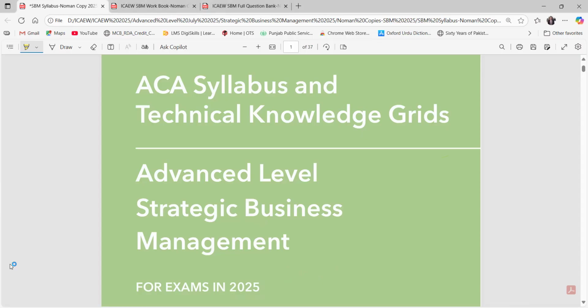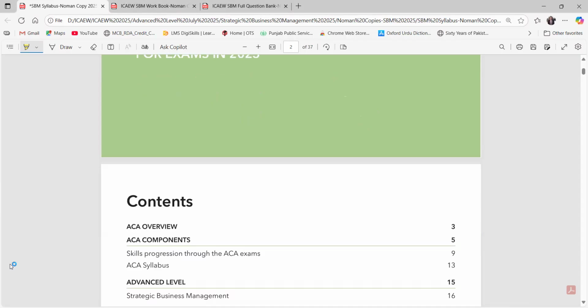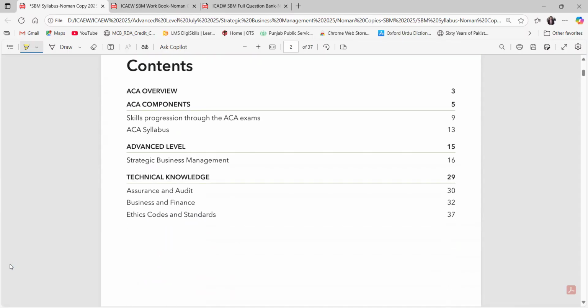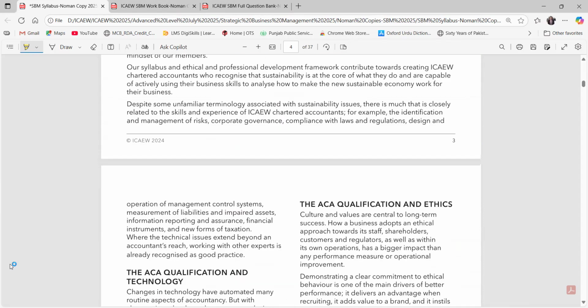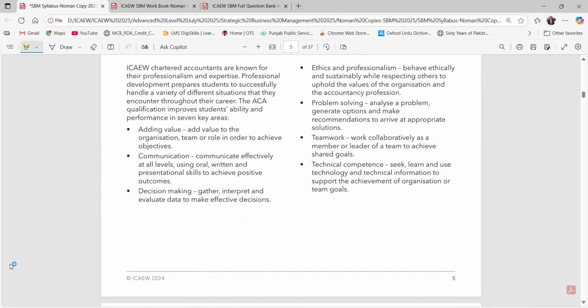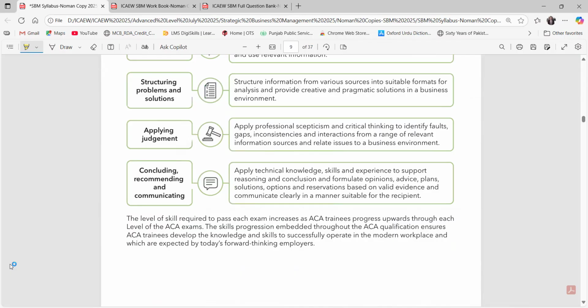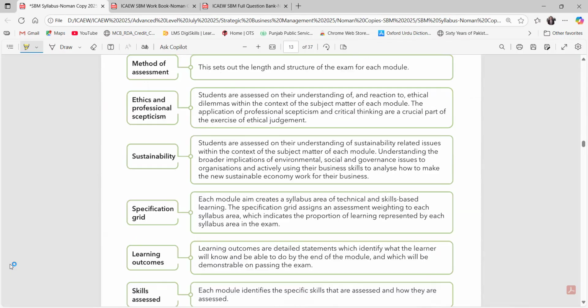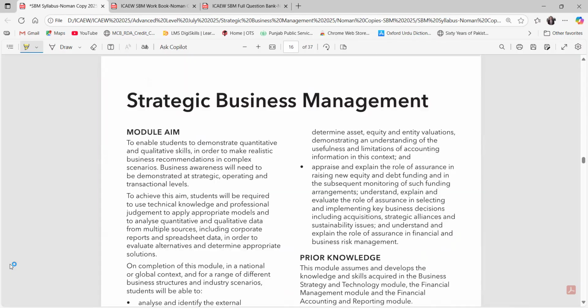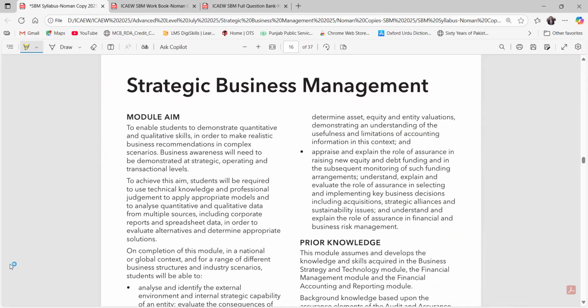This is a document that has been downloaded from the ICAEW website. Here we have contents for advanced level. As I mentioned, we are going to talk about Strategic Business Management, SBM. Here we have the overview, different components, work experience, and so on, CPL. But let's straight away move to the components of SBM. This is a starter page for SBM.